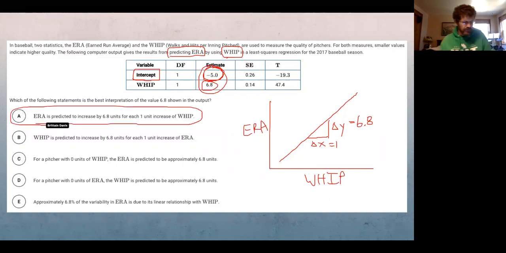There's the answer. I'm not going to read through all the other ones, but you can read that all those are not going to be describing what's going on.